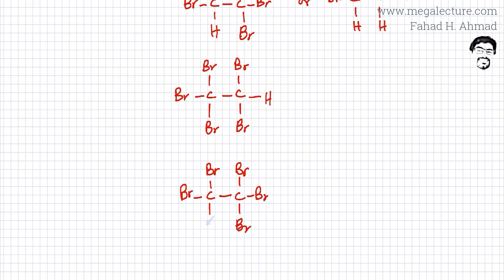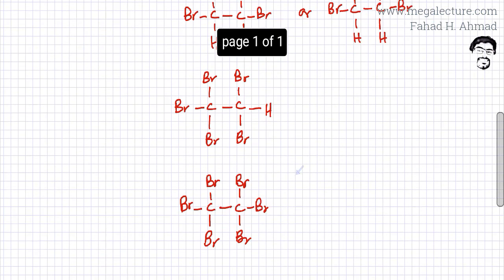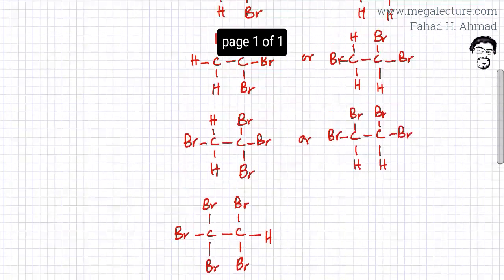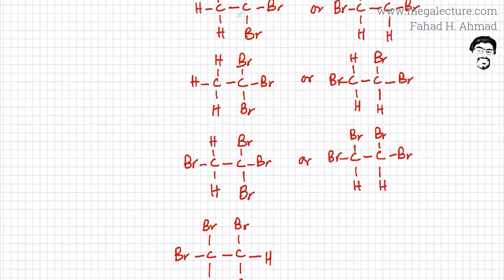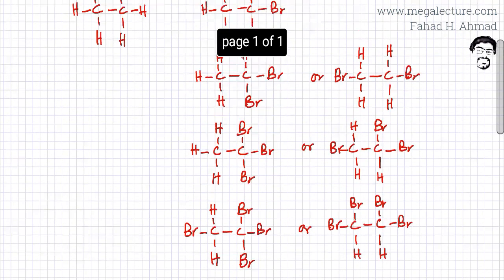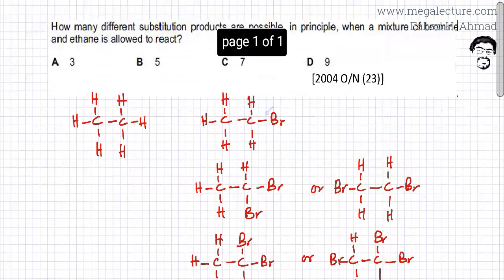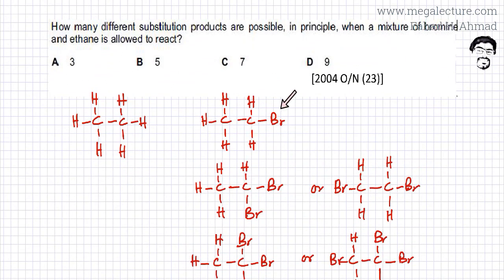So I've drawn all the scenarios, starting from 1 bromine substitution to 6. If I start counting, that's 1, then I have another one, second, 3, 4, 5, 6, then it's 7, 8, and the last one is 9. So a total of 9 different isomers would be possible, where either 1 bromine might substitute the hydrogens, or 2 bromines, or 3 bromines, until all the ethane hydrogens get substituted by bromine. So a total of 9 different isomers would be possible, and this would be your answer for this question.